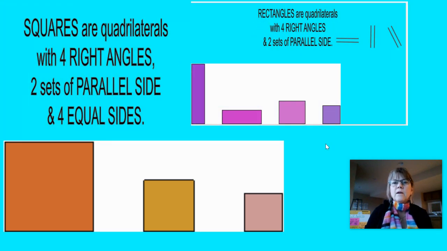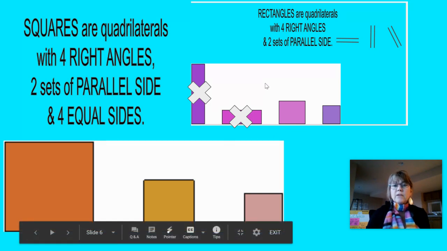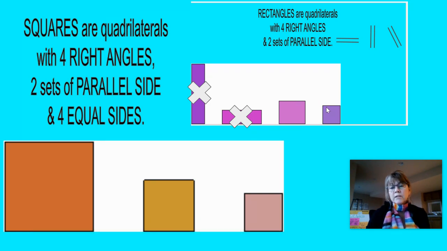Let's look at that. Well, a rectangle is a quadrilateral with four right angles, just like a square, and it has two sets of parallel sides. The difference is a square has four equal sides. We'll notice these rectangles up here in purplish pink. That one does not have equal sides. This one here, not equal sides. So that does not work for us. So all of these squares are rectangles, but these ones are the only ones that are also squares. These two are not squares. So sometimes a rectangle can be a square, but a square can always be a rectangle.